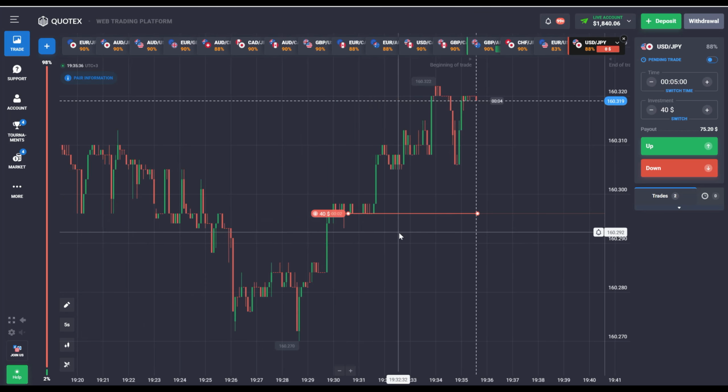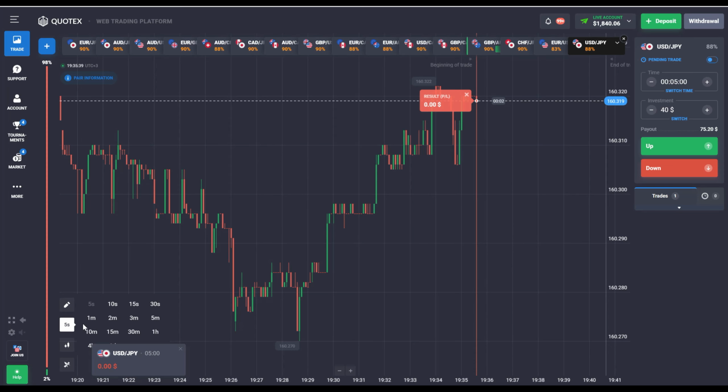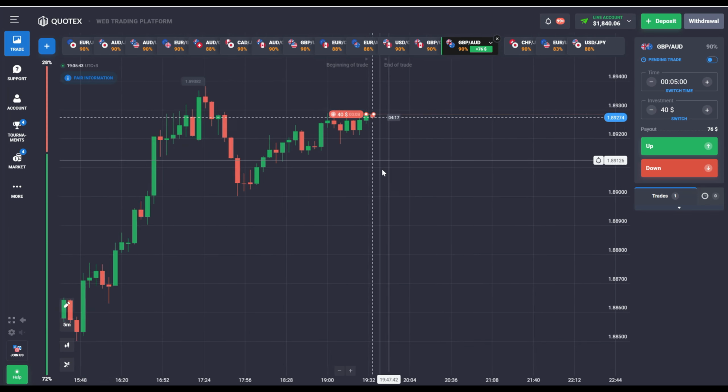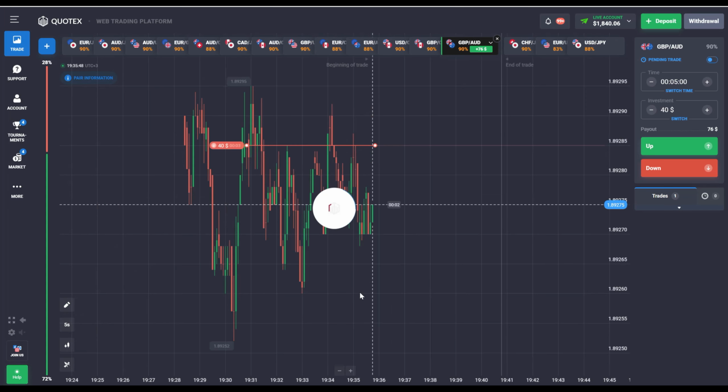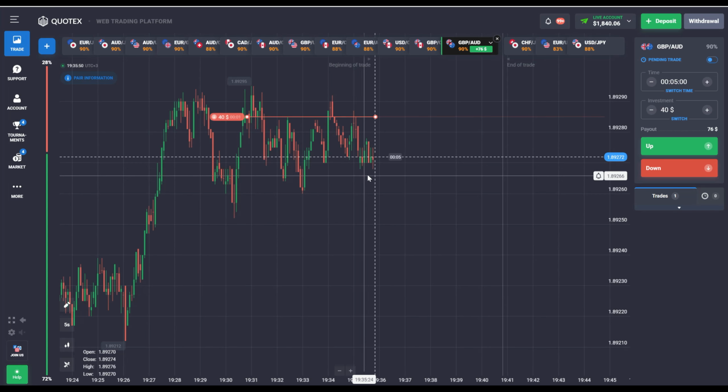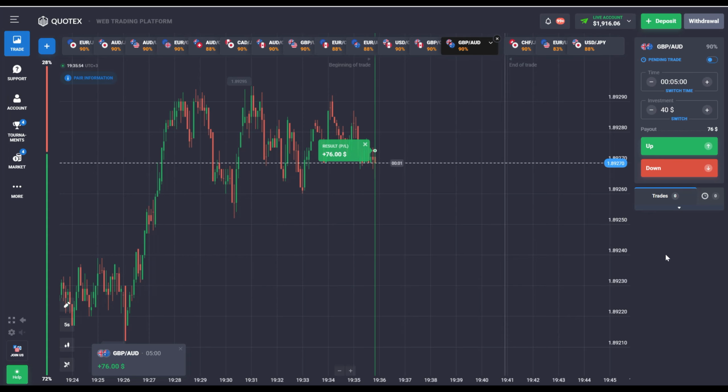Dollar Japanese yen, the second deal also closes in the red. In general, the price did not reverse here. The price moved in one direction. And here is the British pound Australian dollar. The deal should close in the black. Second transaction on this asset. Yes, yes. Great.